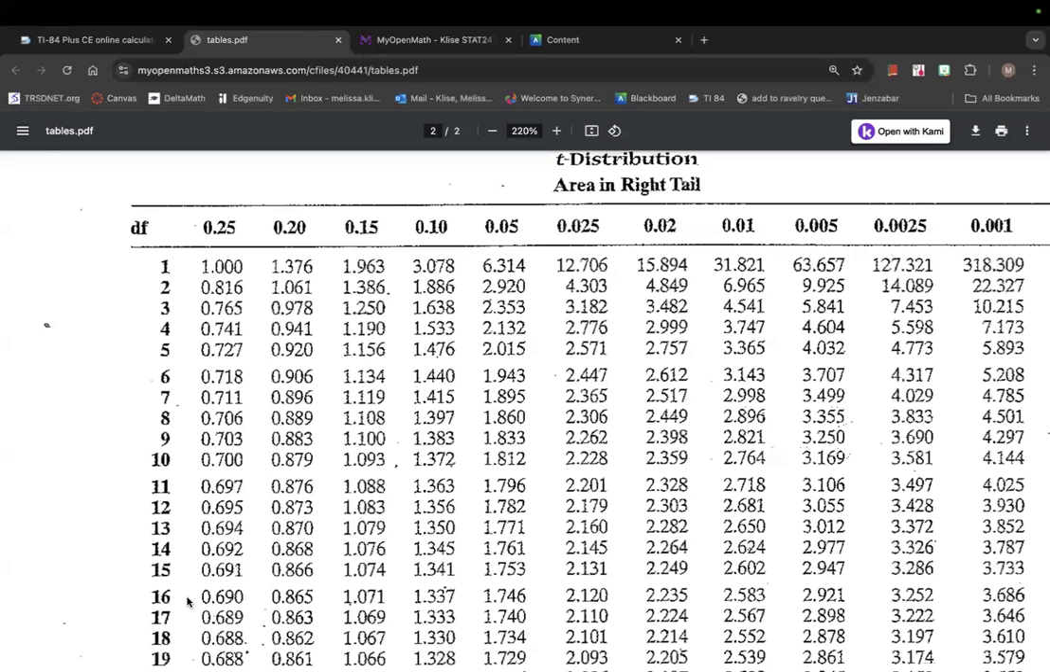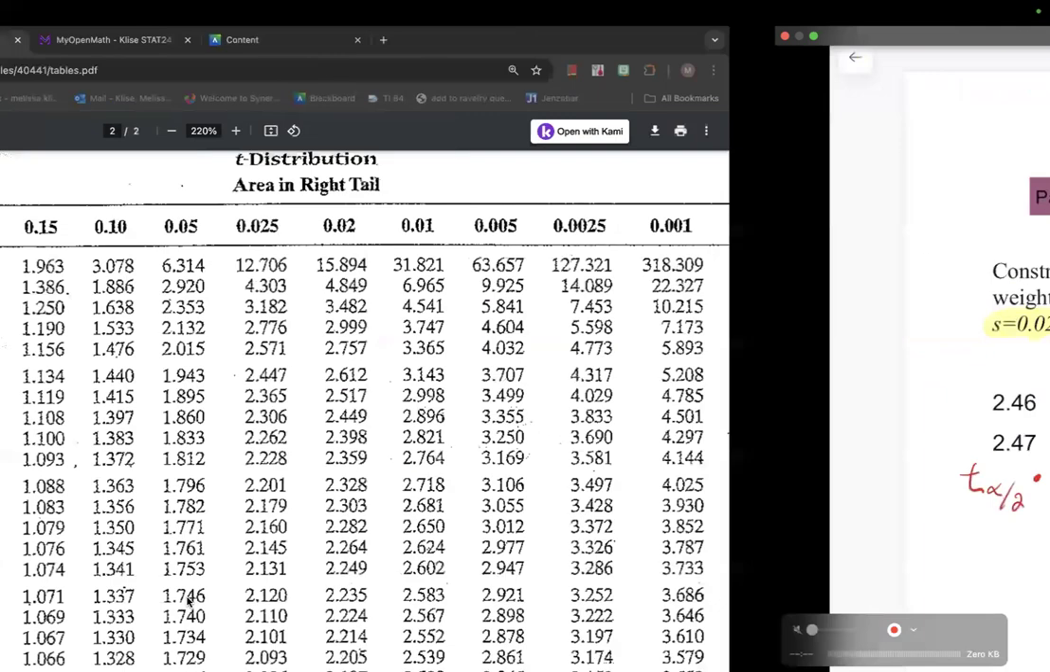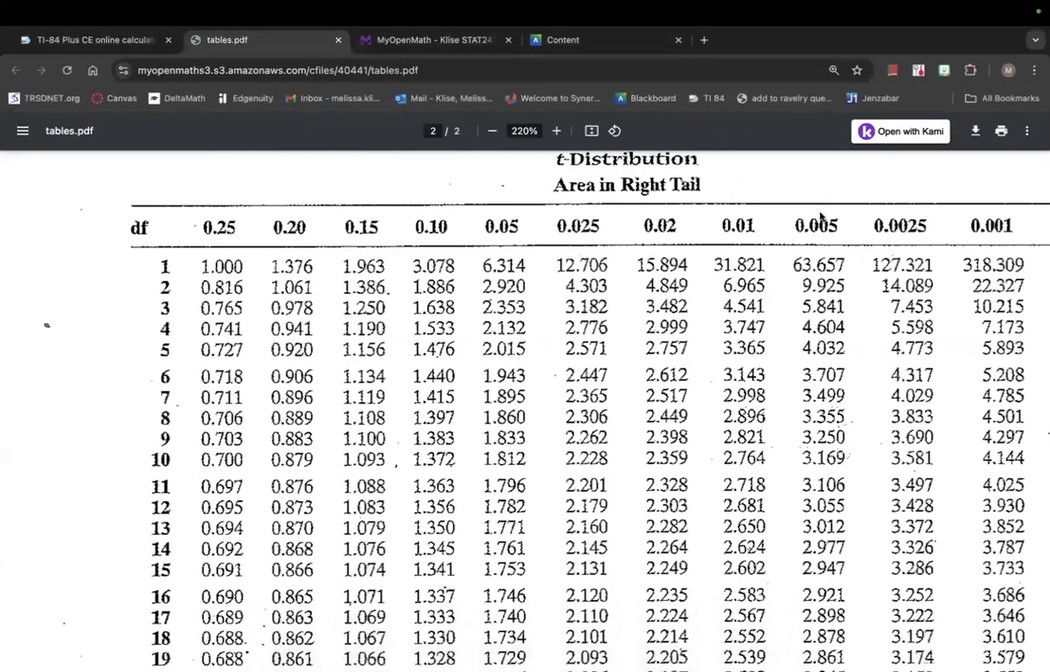Remember, you're dividing your alpha in half. So I do 1 minus 0.99, which equals 0.01. 0.01 divided by 2 is 0.005. This is what I'm using. Sorry, I keep jumping back and forth. So I go to 0.005, which is right here, and go all the way down to 16. So my t value is going to be 2.921.